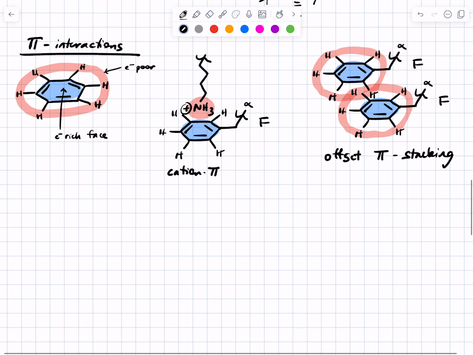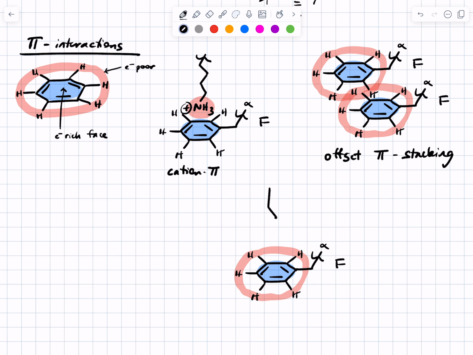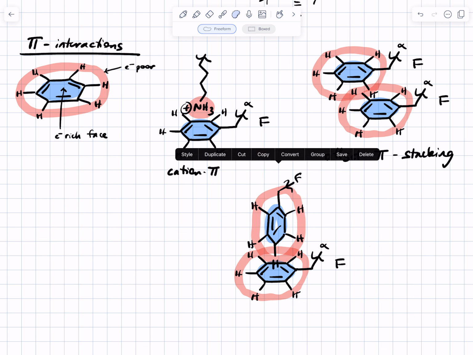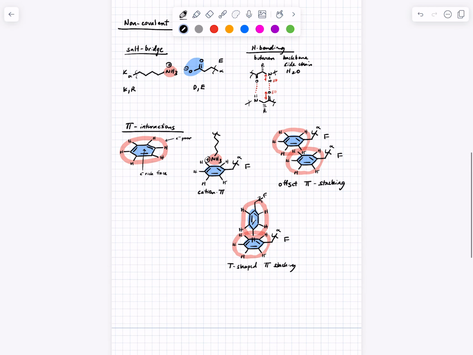The other format that pi interactions can take would be for the electron-poor edge of one benzene ring to sort of point downward towards the electron-rich face of another benzene ring in this kind of orientation. Sort of a T-shaped, oops, I didn't circle the whole thing, sort of a T-shaped interaction. So we call that sort of T-shaped pi stacking. All of those things can happen with benzene rings.